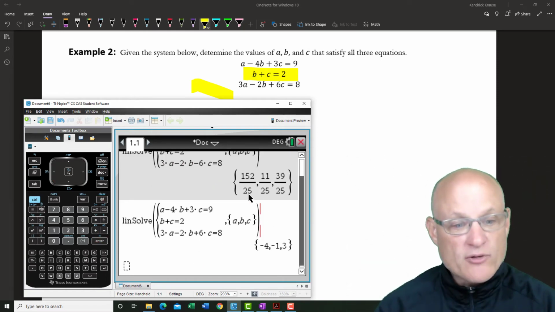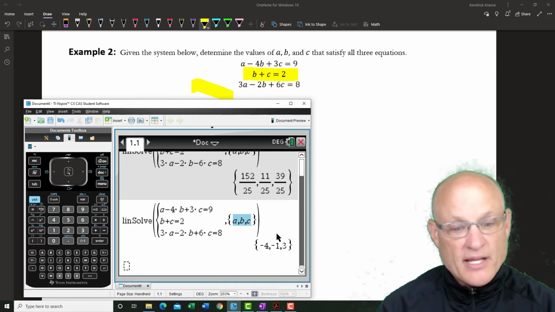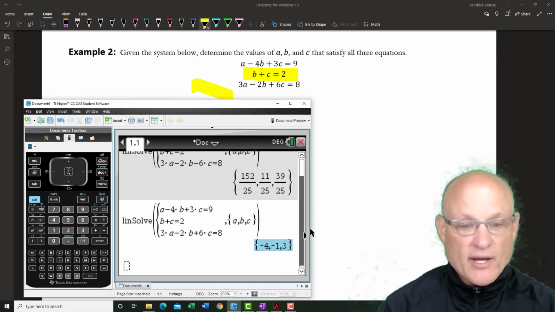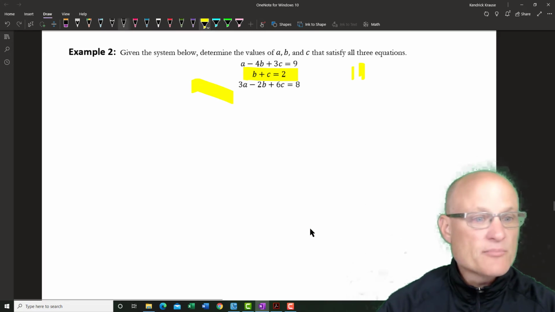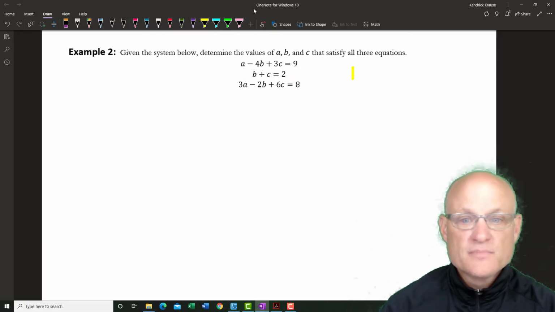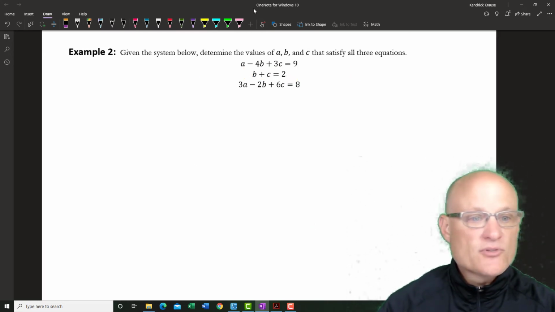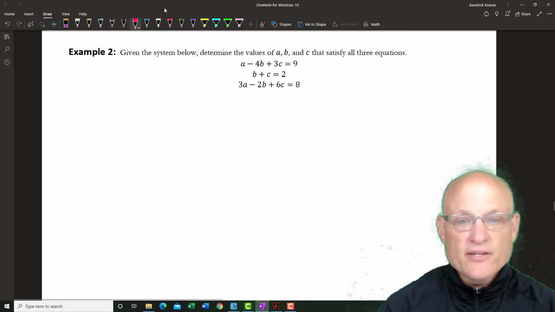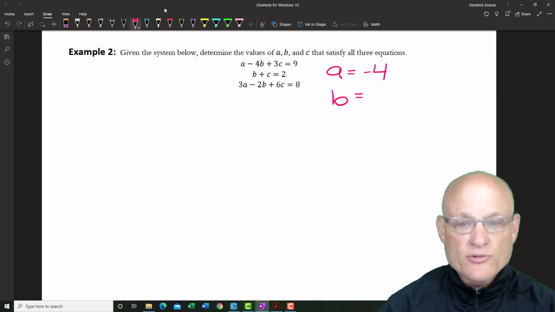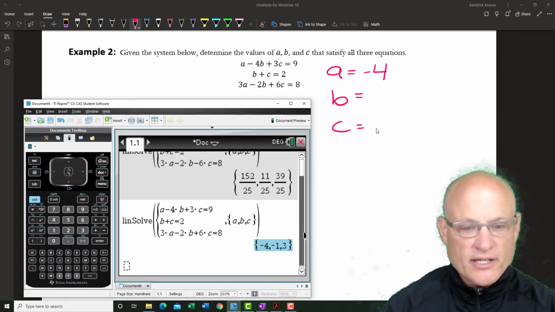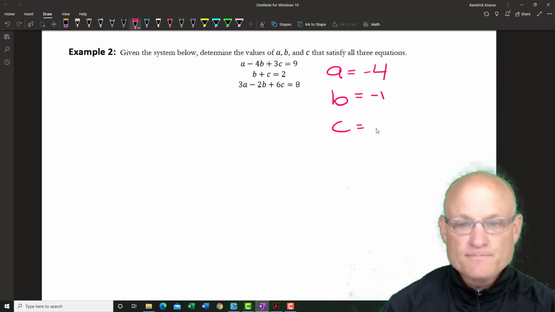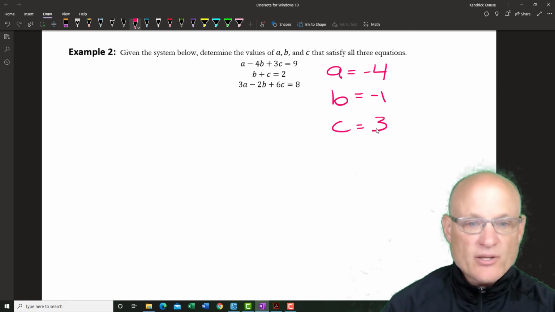Now remember, however you put the letters in, A, B, C, that's how they're going to be here, A, B, C. So A is negative 4. Oops, got to get a new pen. So let's go with A is negative 4. And then we got B equals and then C equals. C, negative 1 and 3. Okay, so I said we're going to talk about this one.